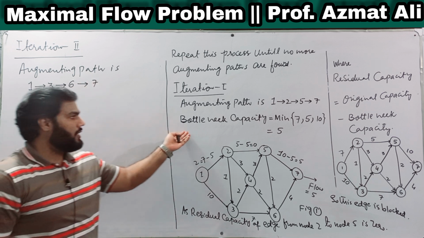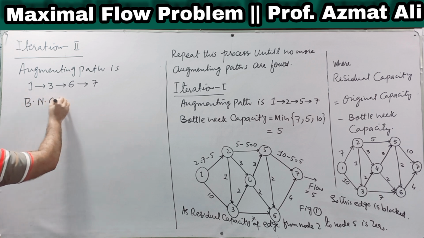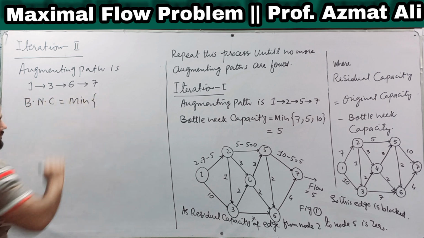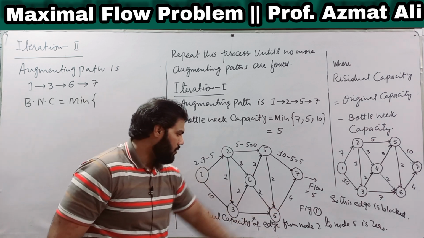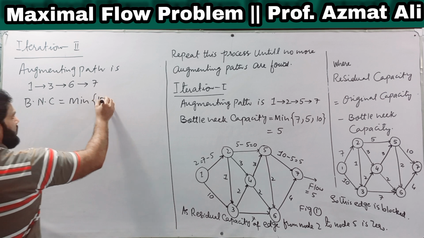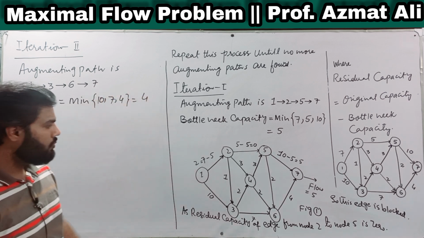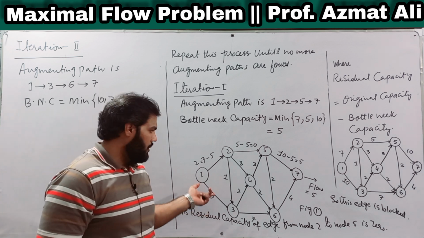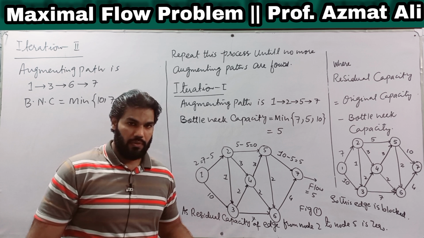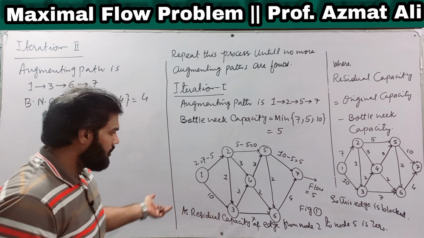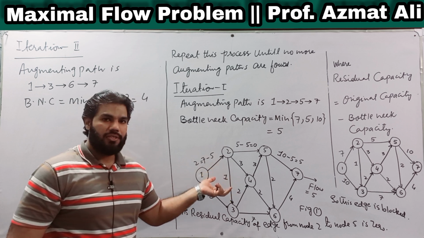Second step, find the bottleneck capacity of this path. The bottleneck capacity is the minimum of all capacities. The capacities are 10, 7, 4, so the minimum will become 4. So we update figure number 1. The updated version of this figure is called the residual graph.